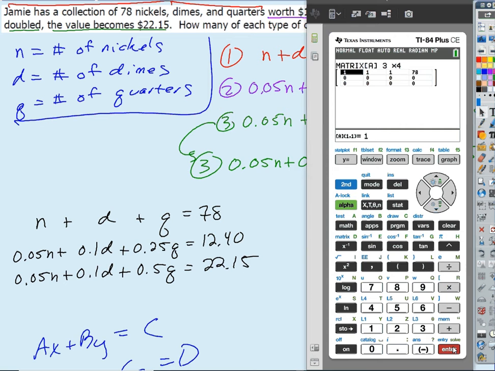And so we agreed from yesterday that this first equation, the coefficients are just 1, 1, 1, and 78, right? Yes. So row 1 corresponds to equation 1. There it is. Okay, now down to equation 2. First coefficient, 0.05. Oops, I think I messed that up.